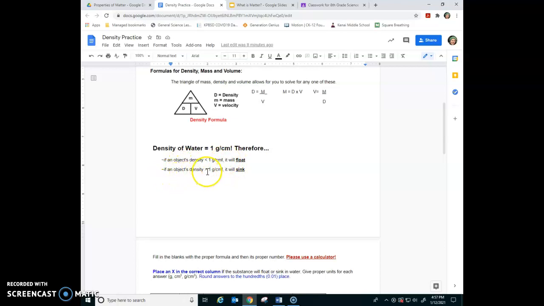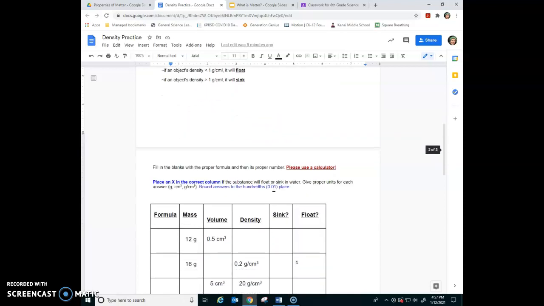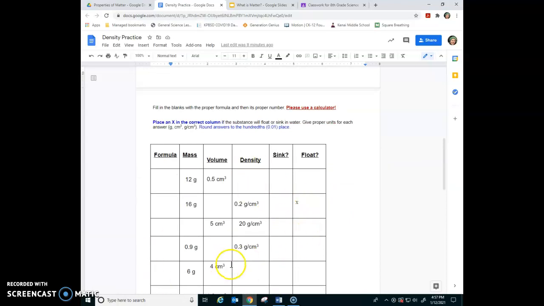If an object's density is greater than 1, then it definitely will sink. So all of those metals we saw, they would sink if you just had a chunk of it. Okay, so this is going to give you some practice. You can tune into the Zoom and I will go through a couple of these in class at some point.